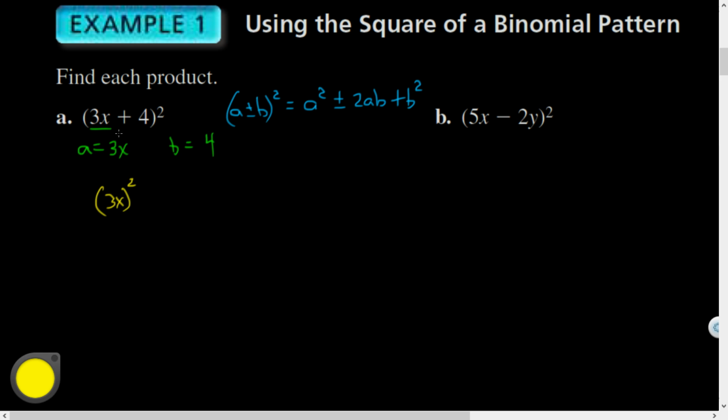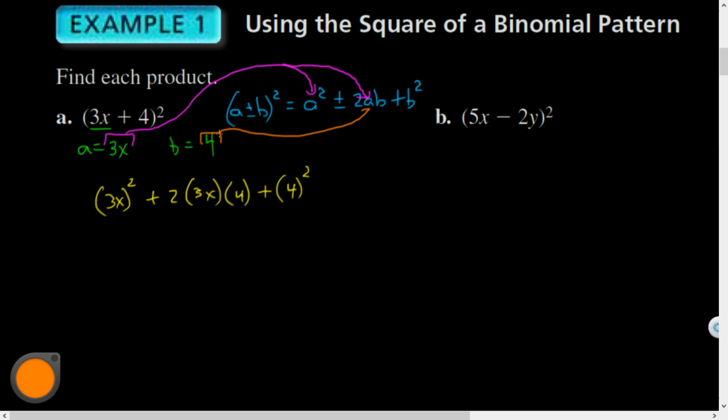Let's see. This is a plus sign, so I'm going to choose the version of this formula that's a plus sign. So plus 2 times a, a is 3x, times b, which is 4, and plus b squared. And in this case, b is just a number, so I technically could get away without parentheses. But let's just get in the habit. All right, what I have done is I took the 3x and plugged it in for both of the a's, and I took the 4 and I'm plugging it in for both of those b's.